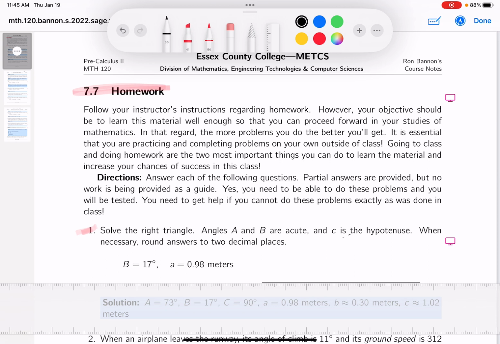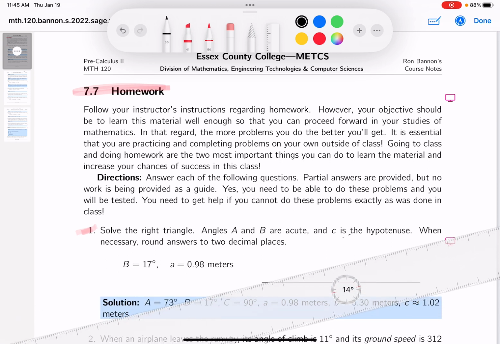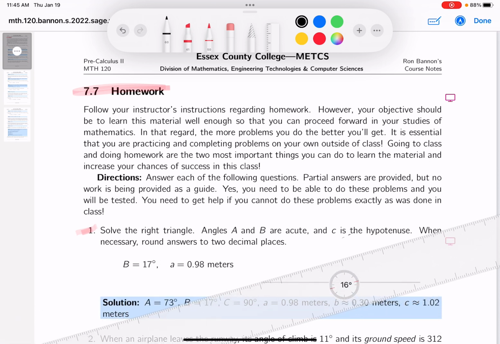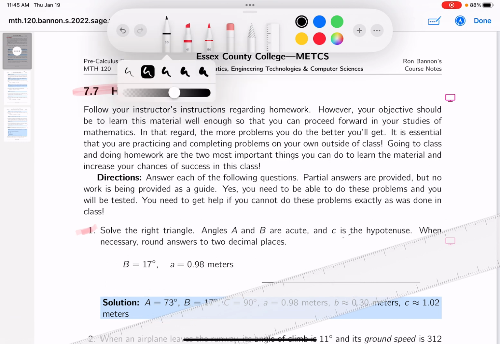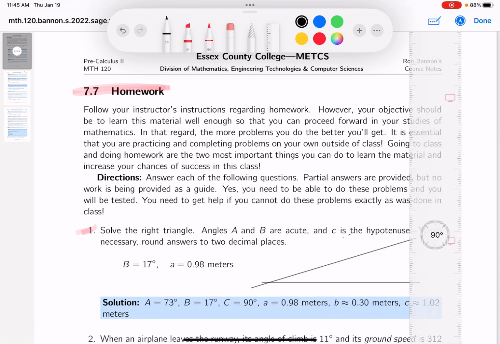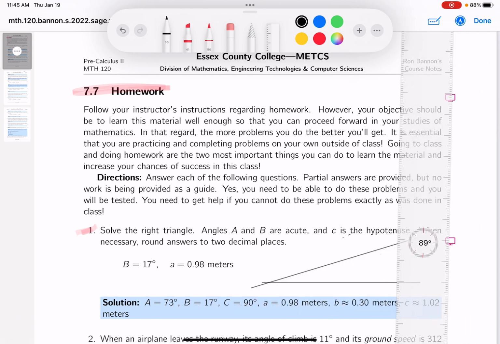Now they tell me B is 17. So I'm going to take my ruler, and you don't have to be exact with it. I'm going to say maybe 17 degrees right there. I'm going to draw a line in now, something like this over here. They did say right triangle, so 90 degrees, got that there, draw a line over here, and I got my triangle now, right?